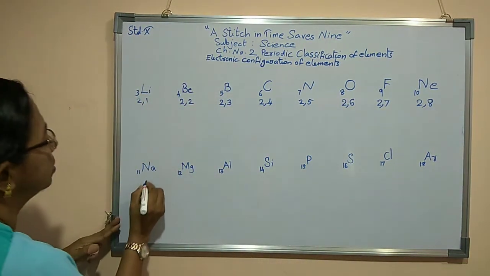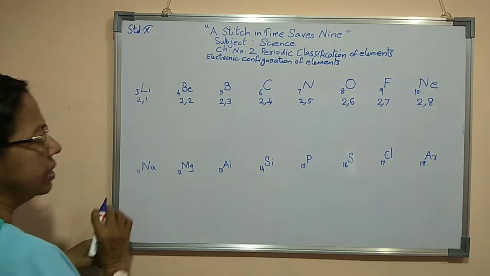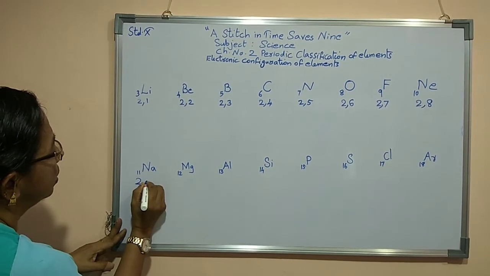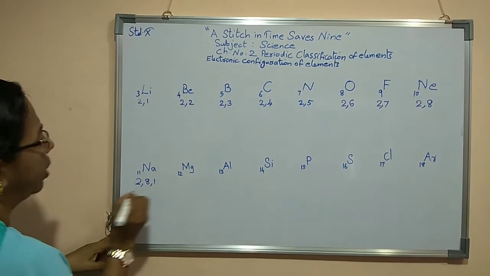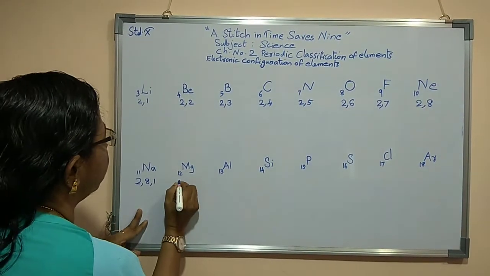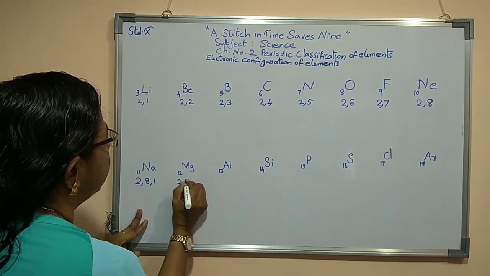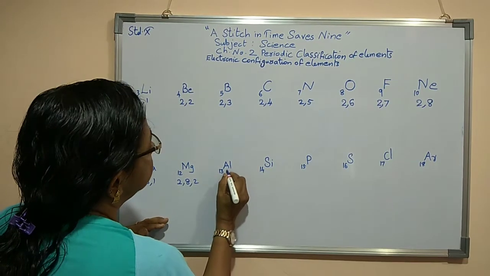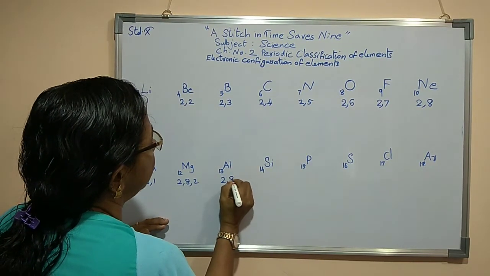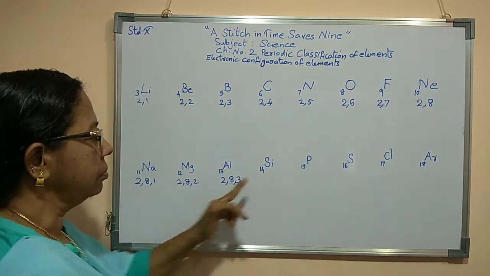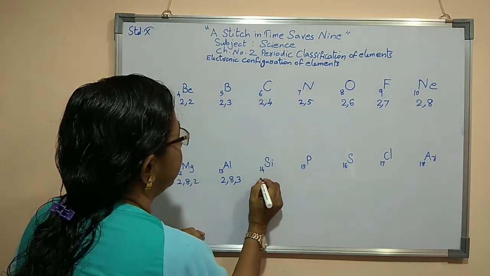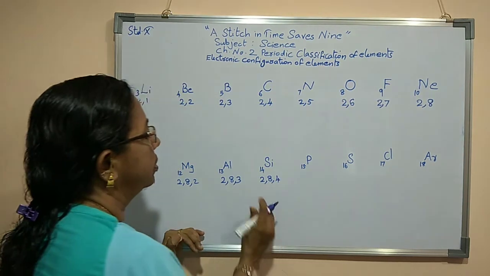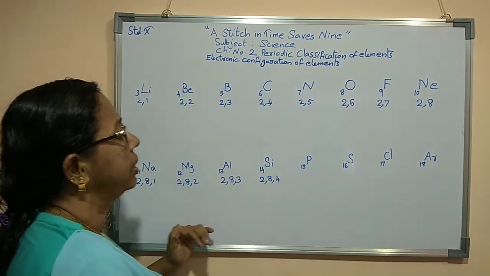Now let us study sodium. This is a third period element. Electronic configuration 2, 8, 1. Magnesium electronic configuration 2, 8, 2. Here aluminium electronic configuration 2, 8, 3. Now silicon electronic configuration 2, 8, 4. Its sum should be equal to the atomic number.